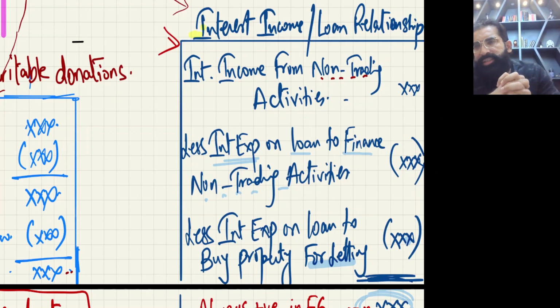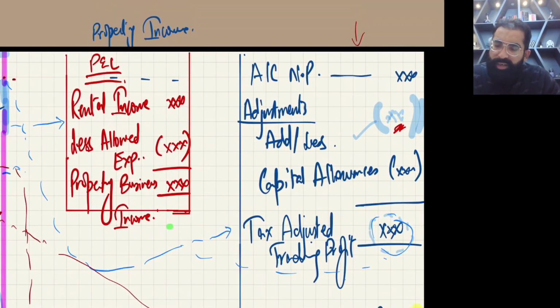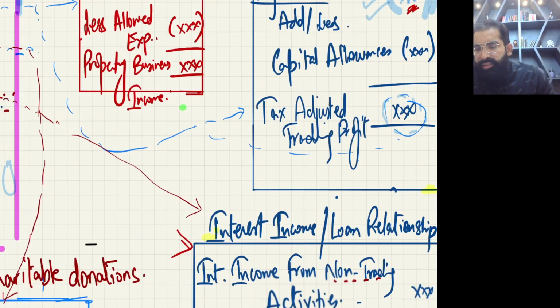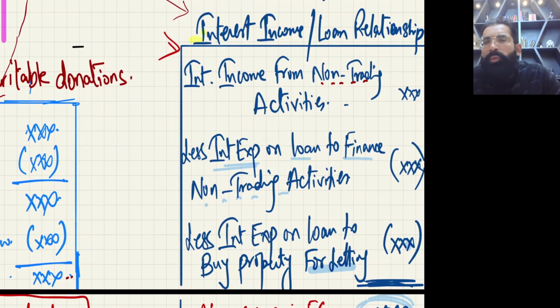Now as a student, you may ask, sir, what if we have taken a loan for trading activities? Then that interest expense will not go here. That interest expense will be deducted from the trading income side. But yes, if you have taken a loan for non-trading activities, then it will go in this head.